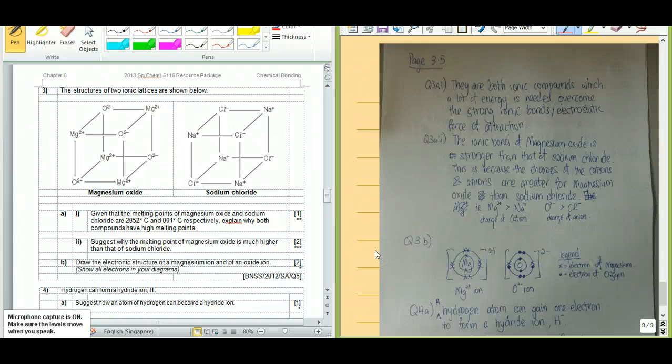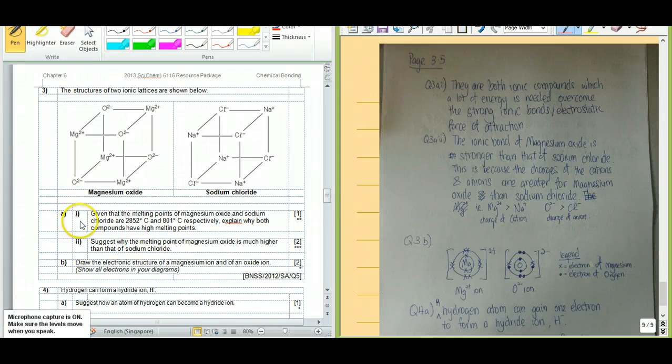Bonding, question 3. Looking at question 3 here, you can see two quite intimidating diagrams, but not to worry. These are your giant ionic structures, or we call it the crystal lattice structure or ionic lattices, whatever the case is. Just take note, these are the structures for ionic compounds.